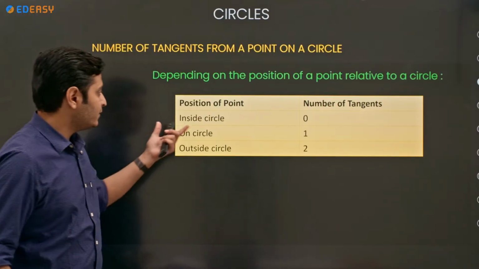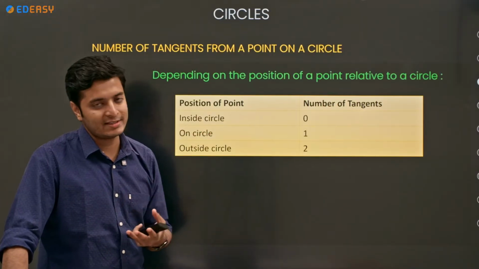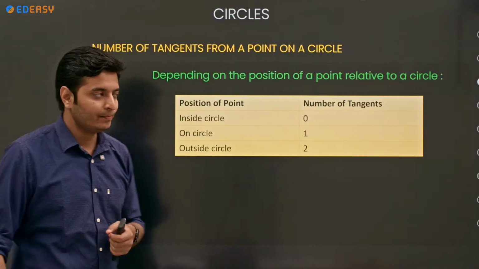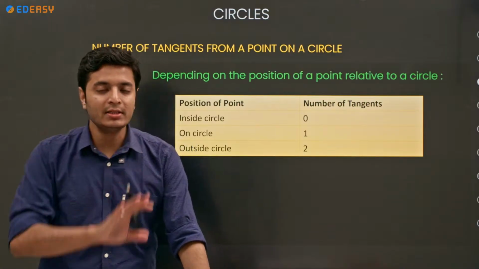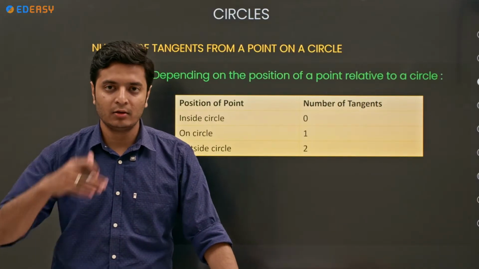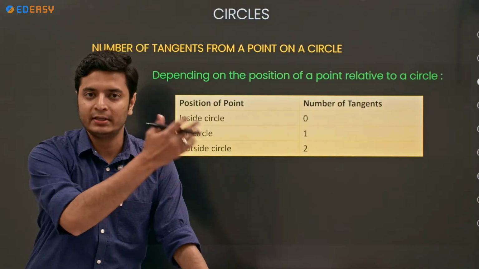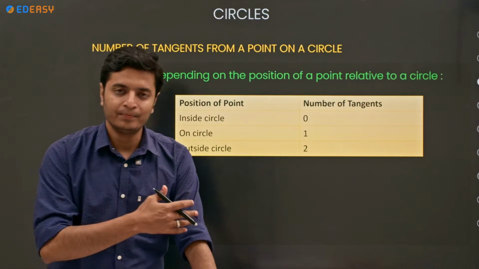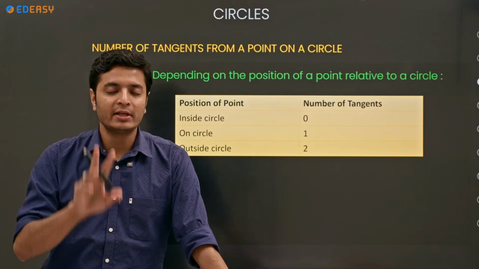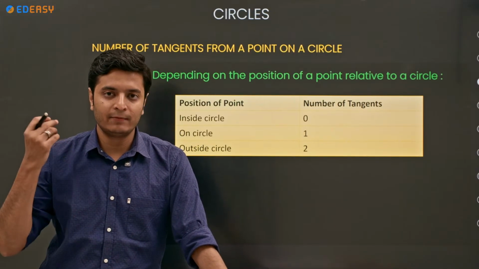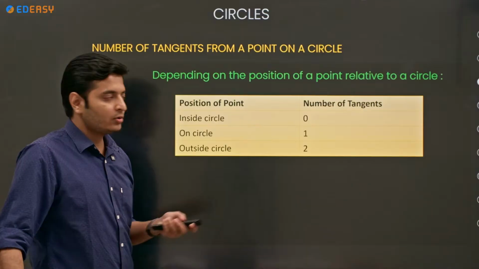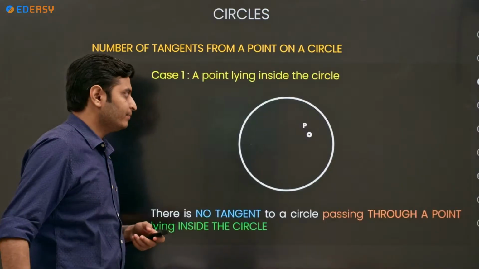Briefly, I will tell you. If a point is inside the circle, then there will be no tangent. The number of tangents would be 0. If there is a point on the circle, then only one tangent is possible, which will be passing through that point, as we have seen briefly in one of the slides. Then if a point is outside the circle, then there are two tangents possible, which you can create from that point onto the circle itself. Now let's talk about each of these cases one by one.